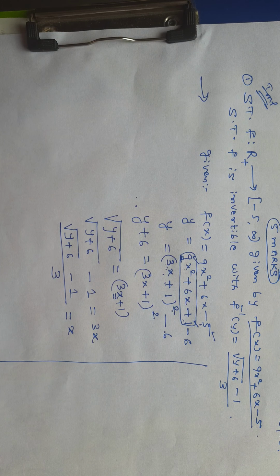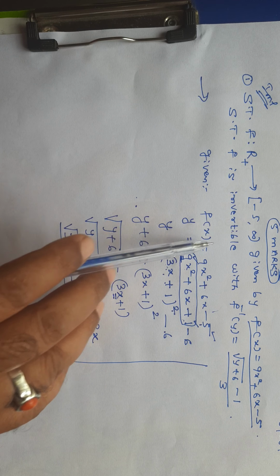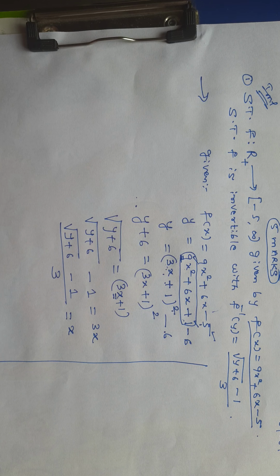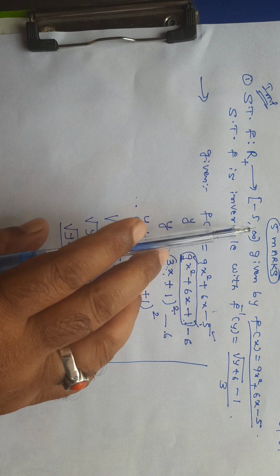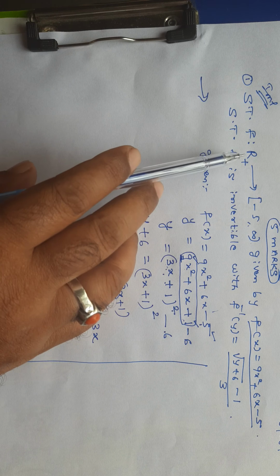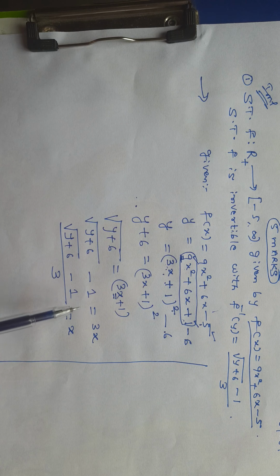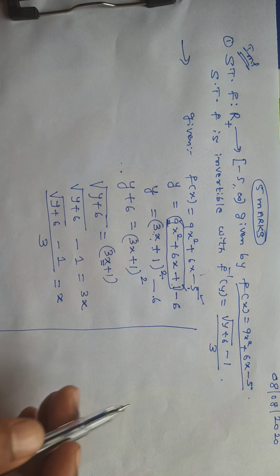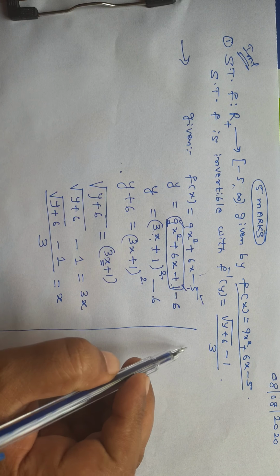See, what is the procedure here? To show that f is invertible, we have to define another function g from minus 5 comma infinity to R plus such that g of y is this. So whatever you solve for x will be a function of y. So that is g of y. That's what I am going to do in the next step. So let us define another function.